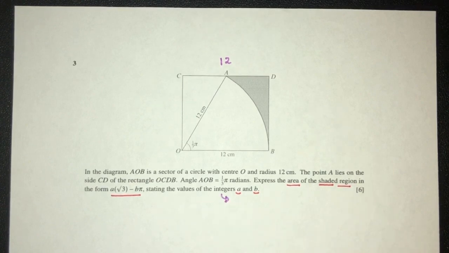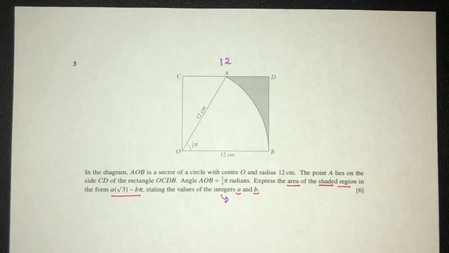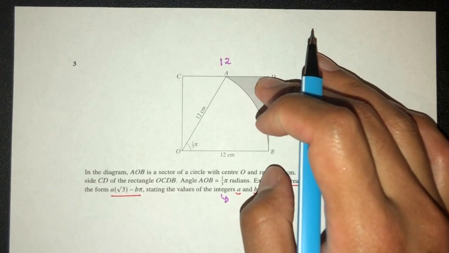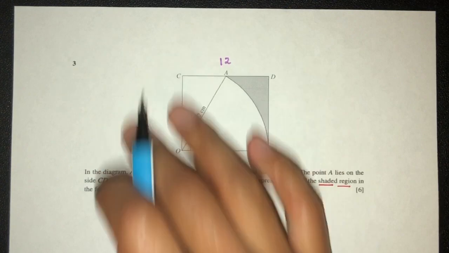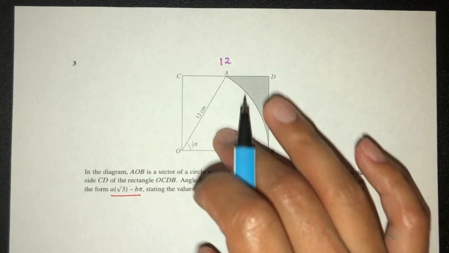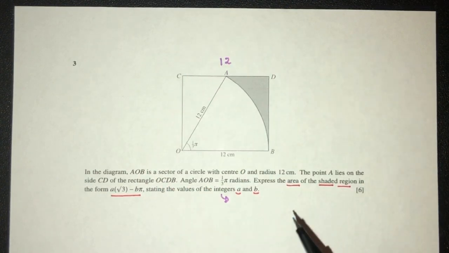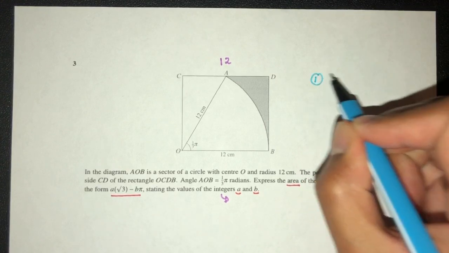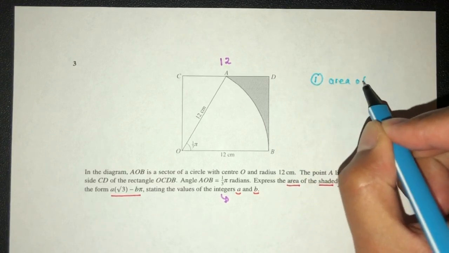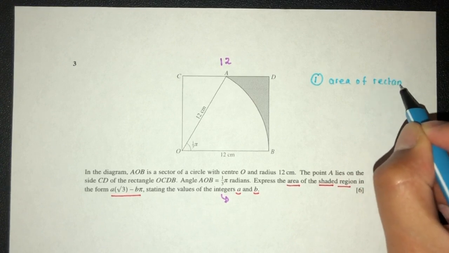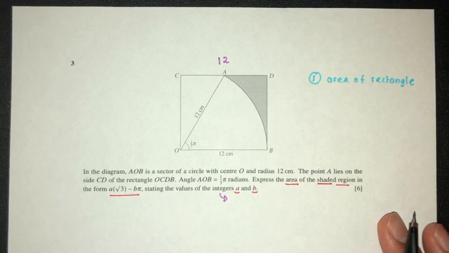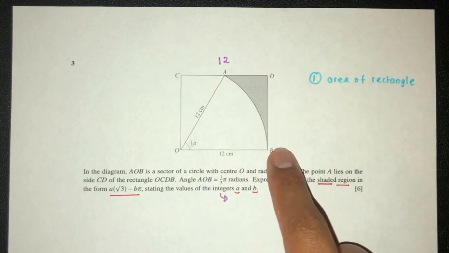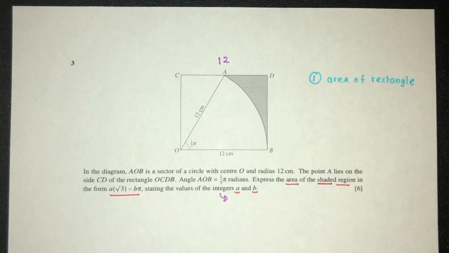Integers means whole numbers. So how would you find the area of that region? So let's think. To find the area of this region, we have to kind of find the area of the whole thing, and then minus this and that, right? So what is the area of the whole thing? Of the whole thing, it is the area of the rectangle, right? So right now we obviously cannot find the area because we only know the length, we don't know the width, but we can find this obviously.